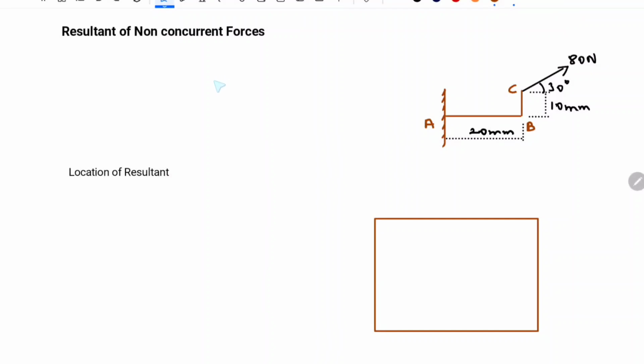In this video, we are going to see the process of finding the moment and the resultant of non-concurrent forces. Finally, we are going to find the location of the resultant force. Before going to the resultant force, first let us see how to find the moment. The moment is a rotational force, and the equation for moment is force multiplied by perpendicular distance.